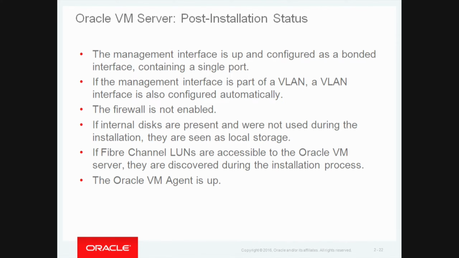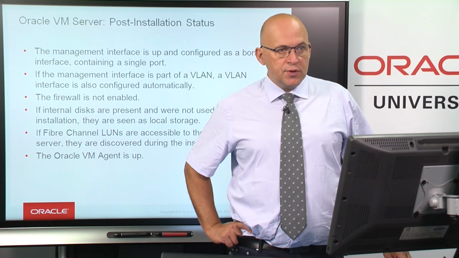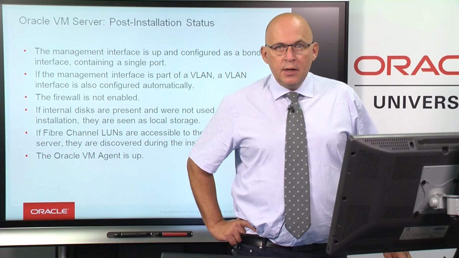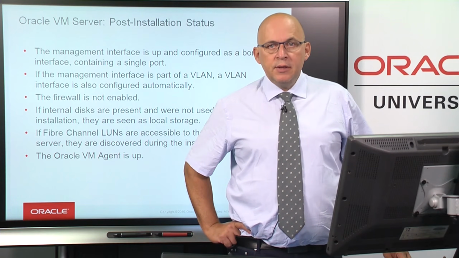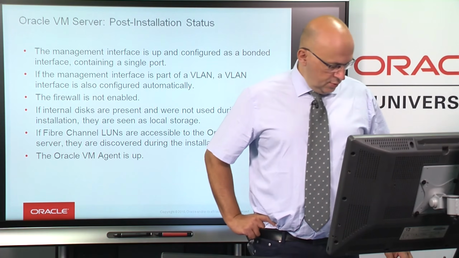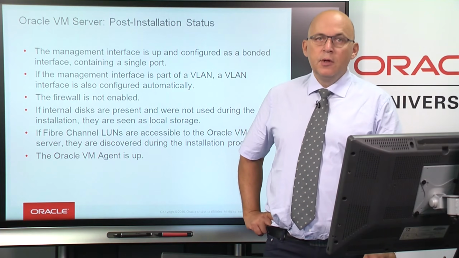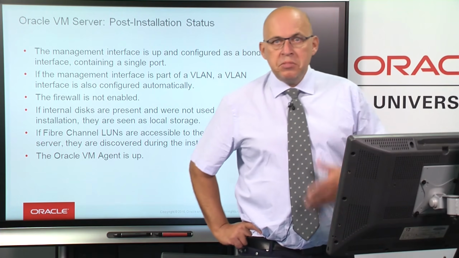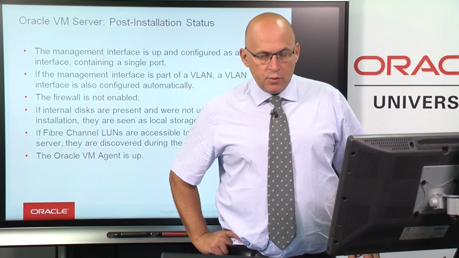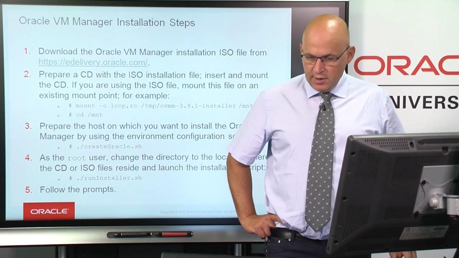Now, another thing, but this is particular to your configuration: if you have Fibre Channel installations, then the LUNs will be accessible immediately, but we will see that there is a way to configure them in order to have a more correct configuration. At the end of this part of the installation, the Oracle VM agent is up and running, and you will be able to log into your servers.